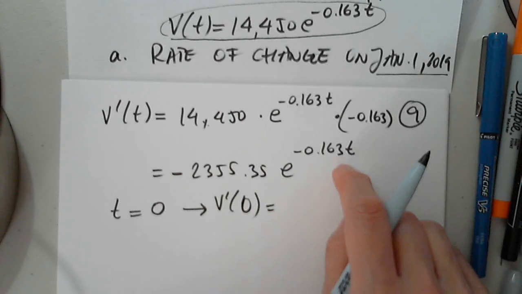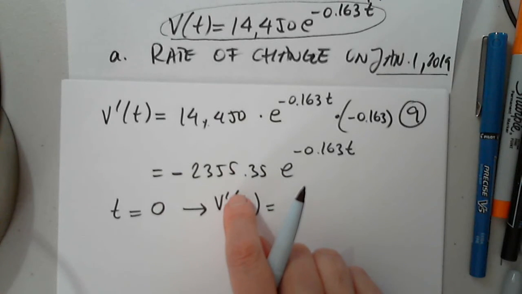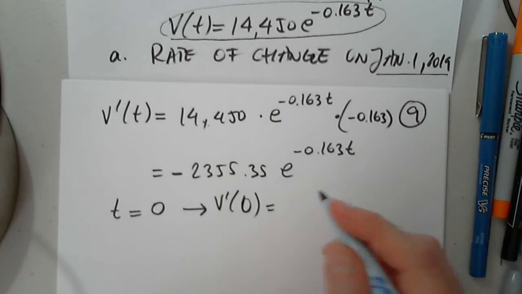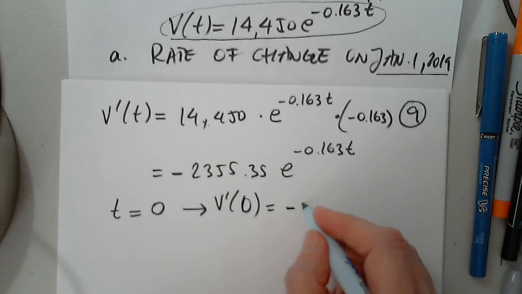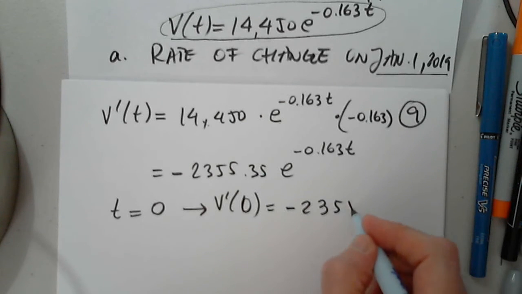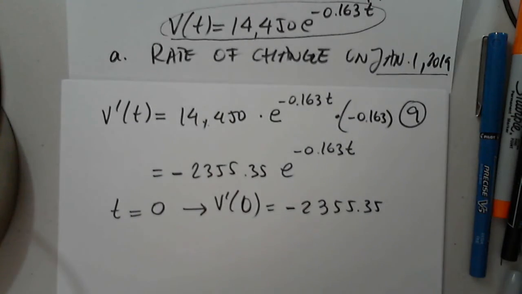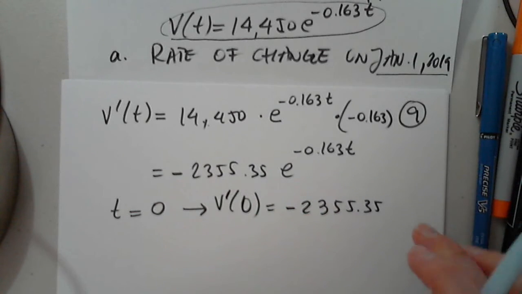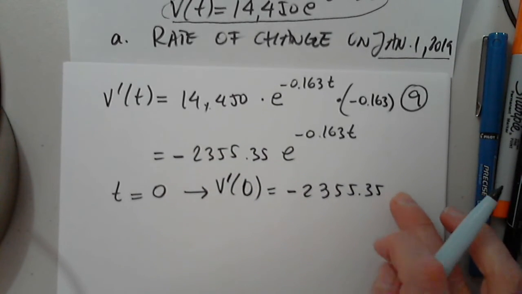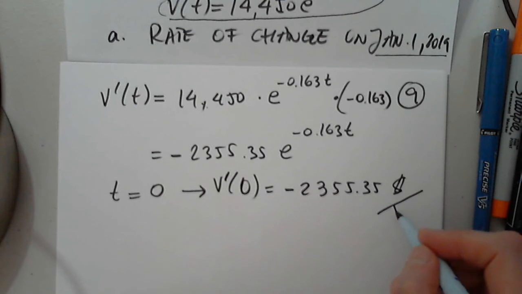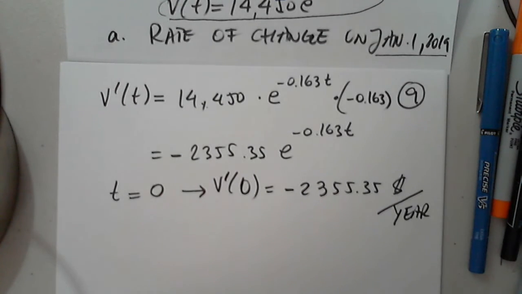So this is the rate of change. It decreases. As we expect, it's depreciation, right? So this is indeed negative 2355.35. Measurement unit. Careful, this is the measurement unit of a rate of change. Please give me 2 measurement units. Dollars per year? Yes. Excellent.